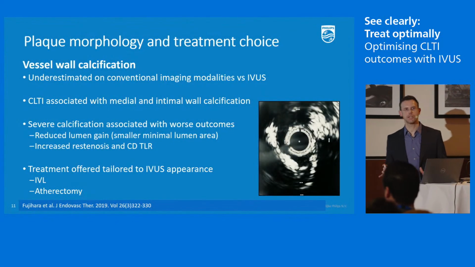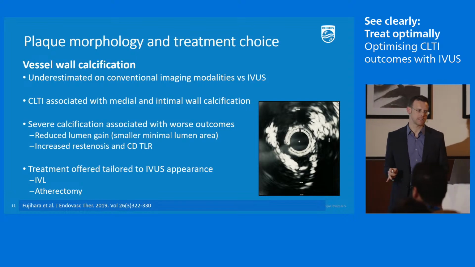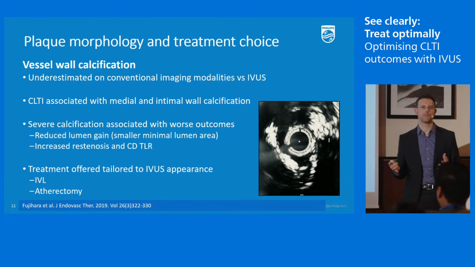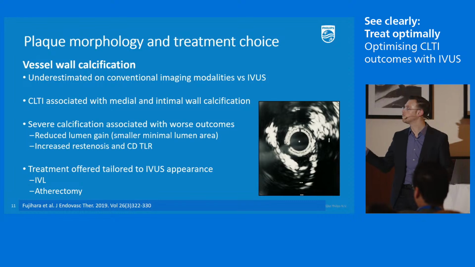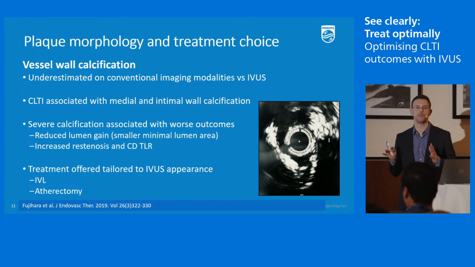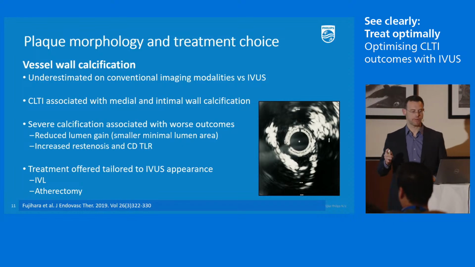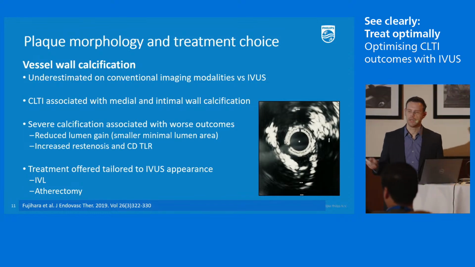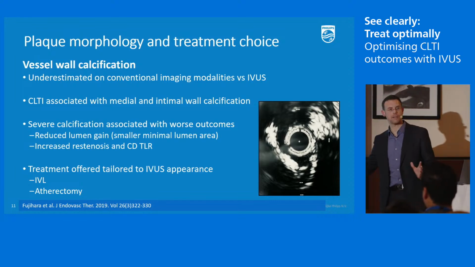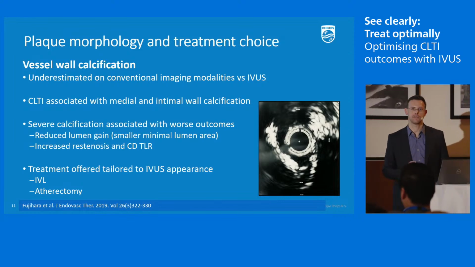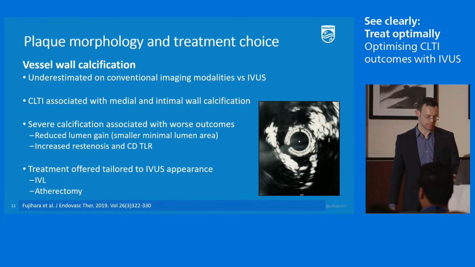So to ram that point home, severe calcification is underestimated on our non-IVUS conventional imaging modalities. We know that CLTI disease states are associated with a greater burden of medial intimal wall calcification, these very populations we're talking about. Severe calcification is associated with worse outcomes, both in reduced lumen gain and in an increase in restenosis, but in that study at least, not reintervention. And it helps us to understand the true reference vessel diameter and the burden of calcium when selecting which modality to vessel prep we are going to go for and what size.